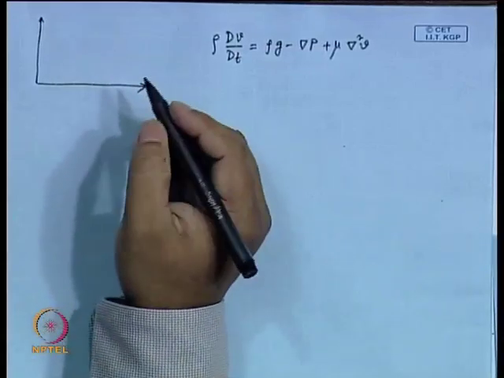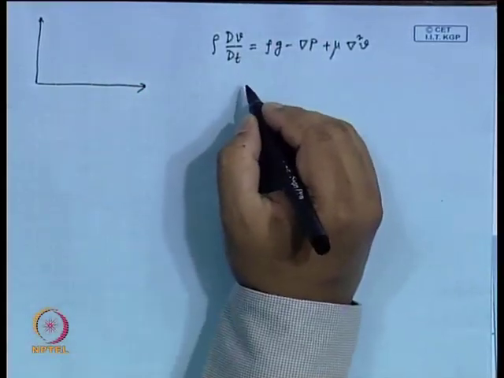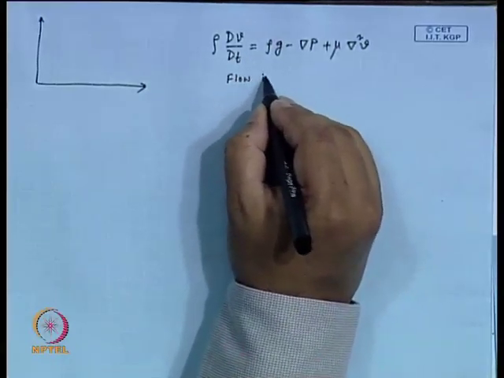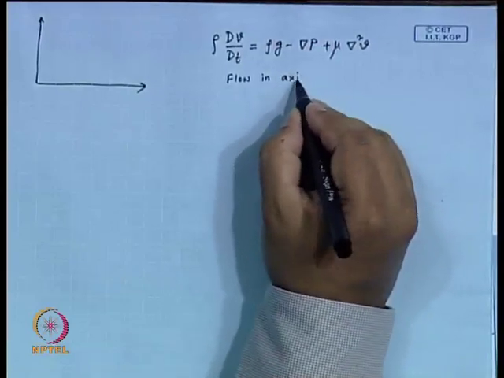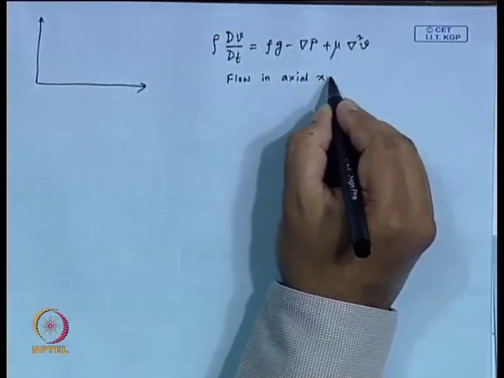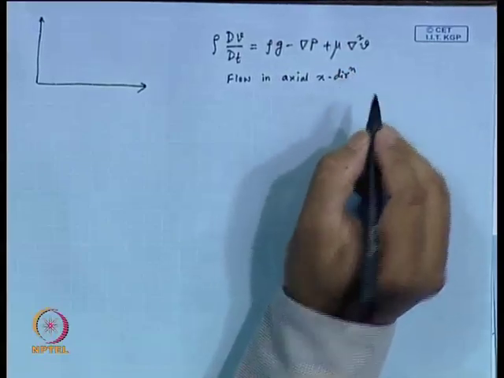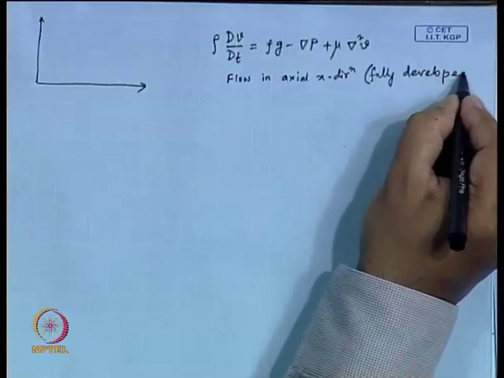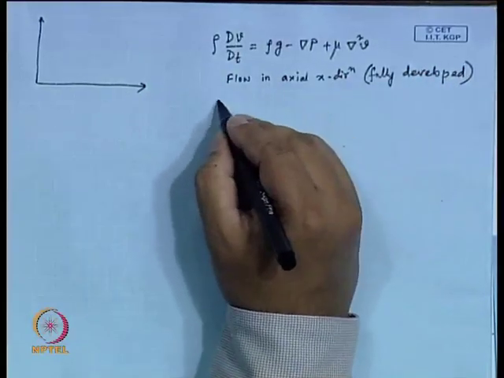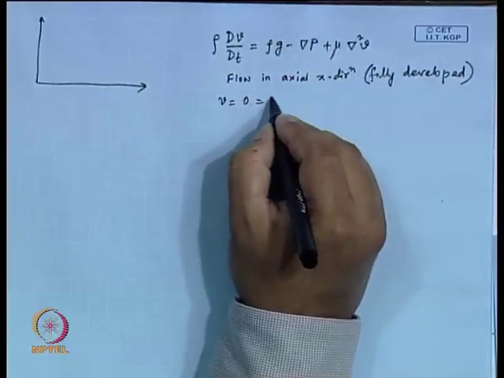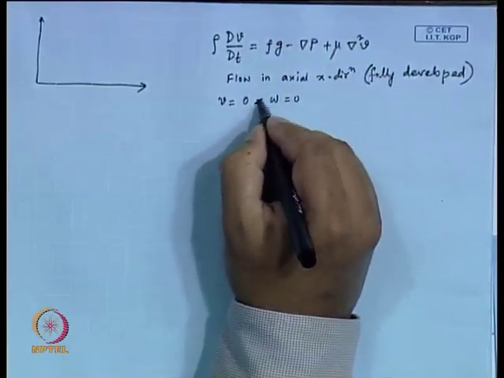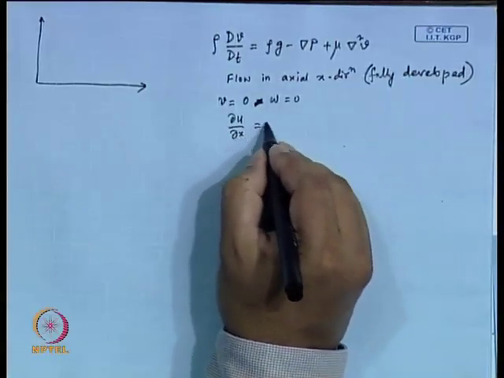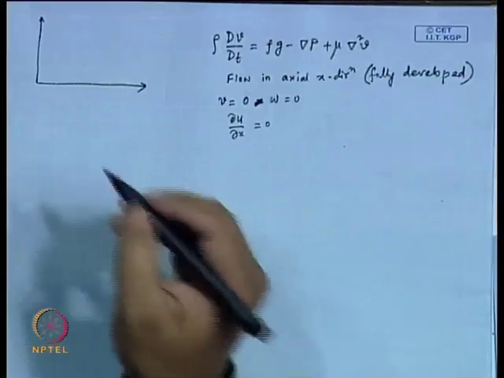Now, what I want to solve here is flow in the axial x direction, which is fully developed. That is something which we would like to solve, and the other components, v is equal to 0 and w is equal to 0, and del u by del x is equal to 0. What is x and what is v, that we need to point out.